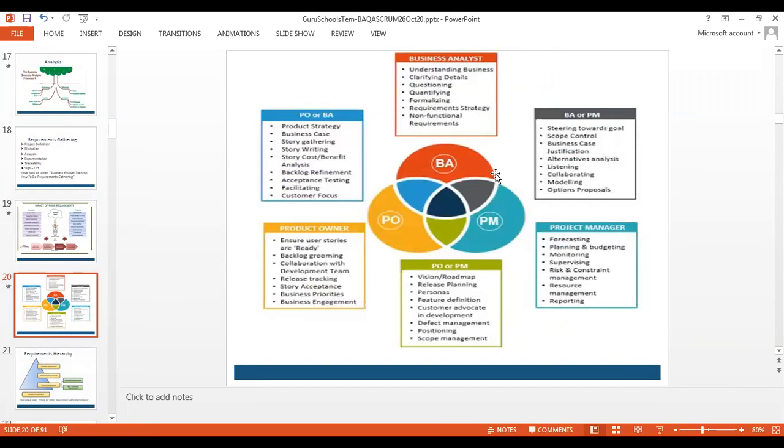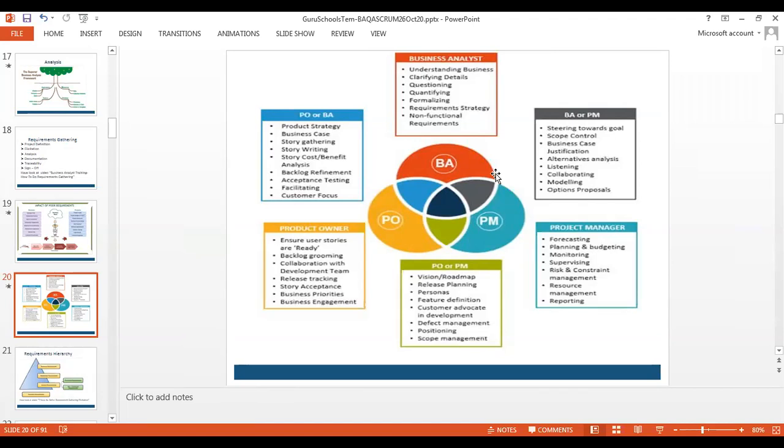Now this is also a slide from a BA book where we are trying to understand how business analysis roles and responsibility overlaps with all the other in a given organizations. Be it something like PO is product owner, PM is project manager, and overall how this responsibility overlaps each other. So BA basically understanding requirement, carrying details, clarifying the details, questioning, qualifying, formalizing, building requirements, non-functional, functional requirement. ये BA का responsibility है.